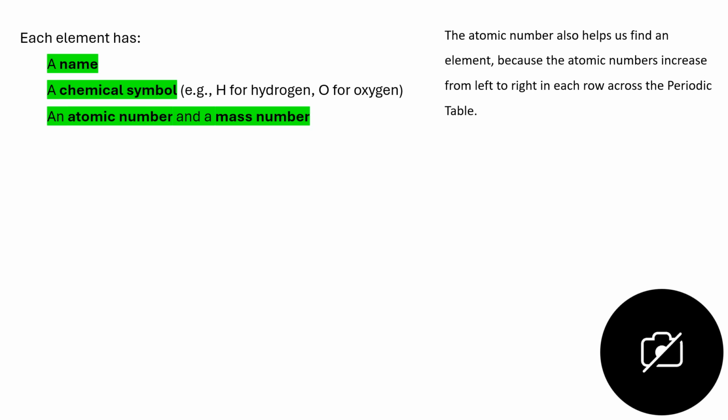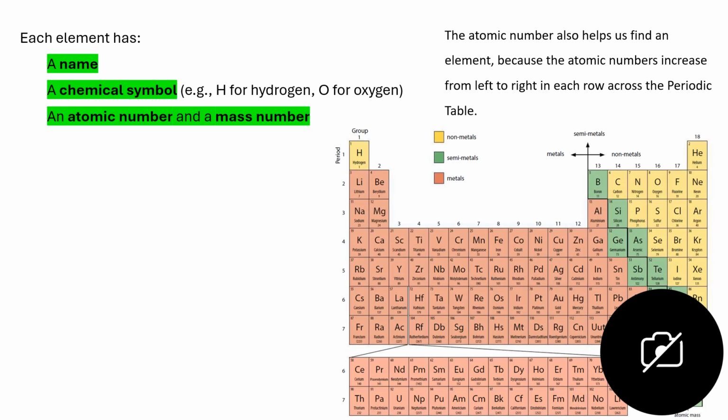The atomic number helps you find the element because the atomic numbers increase from left to right across the rows. So you can see here. Now you have hydrogen. Now that is the only non-metal that is in the metal section. Now the metal section is all the ones that are pinkish. The semi-metals are greenish and the non-metals are the yellow. So hydrogen is a non-metal that is the first number in the periodical table, so it's number one. That is on the left.